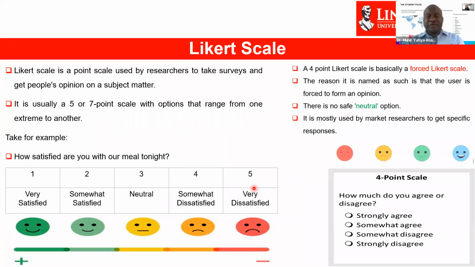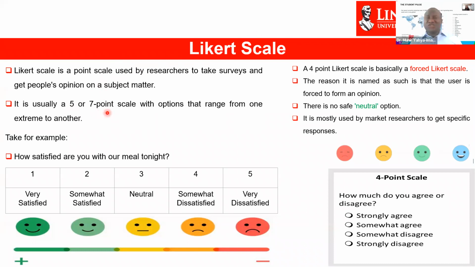So that is that on ordinal scale. Then we also have Likert scale. These are what can be used to capture ordinal data. Now, a Likert scale is a point scale used by researchers to take surveys and get people's opinion on a subject matter. So it is usually a 5 or 7 point scale with points that range from one extreme to another. Of course, you can have a 4 point scale, okay? But generally, it is always 5 to 7.